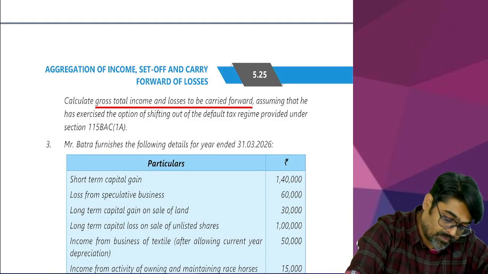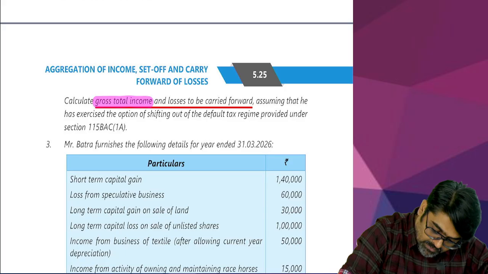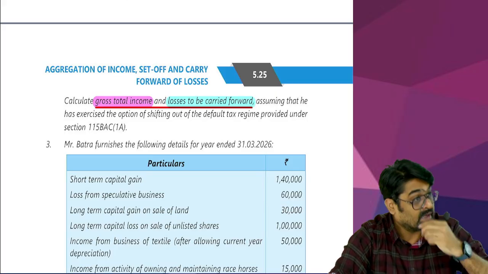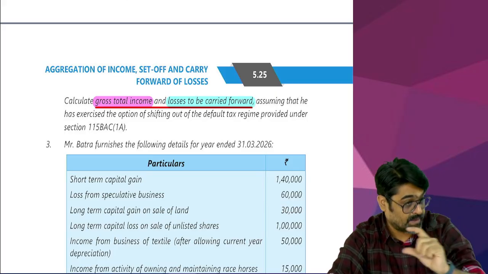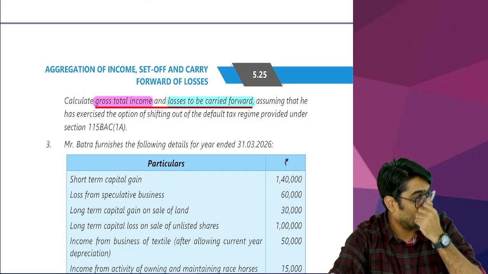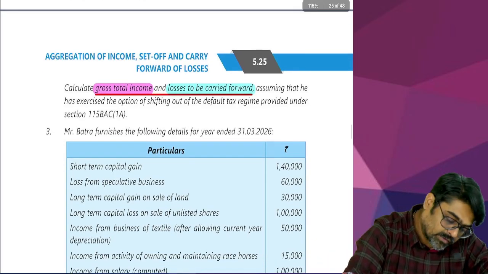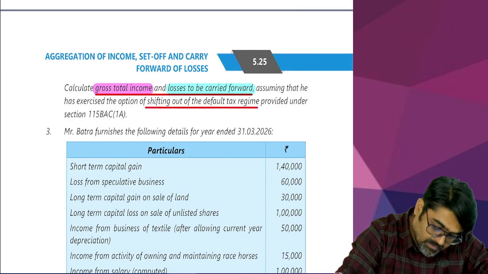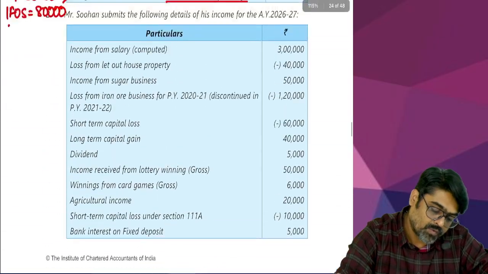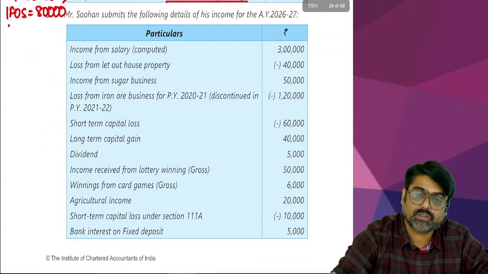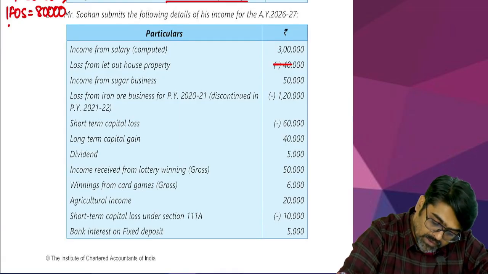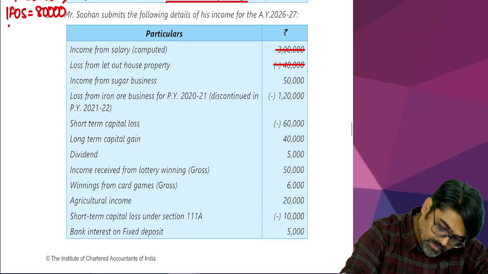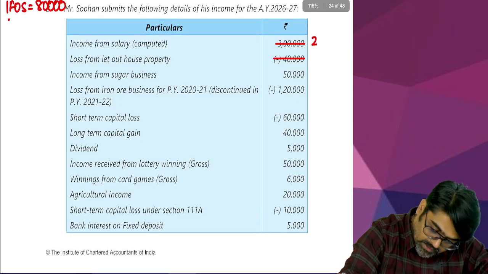So this time, if you just calculate your gross total income, that will not be sufficient. You will have to separately show in a table which losses are to be carried forward. Yes or no? Assuming that the assessee has exercised the option of shifting out of the default tax regime, meaning 115BAC not followed. If you don't follow 115BAC, can you set off your house property loss against your salary income? So set off this 40,000 against your salary income. How much salary will remain? 2,60,000 will be your final salary income.